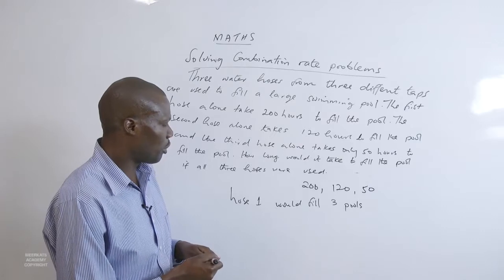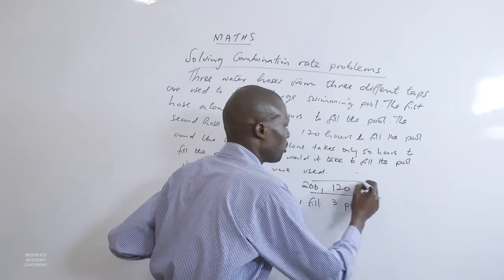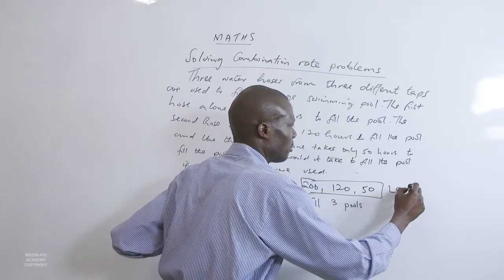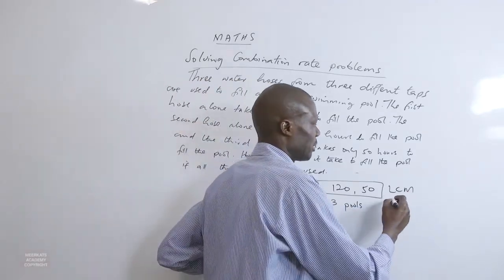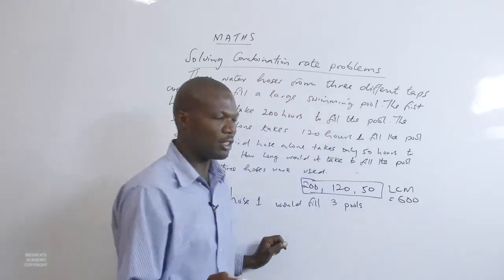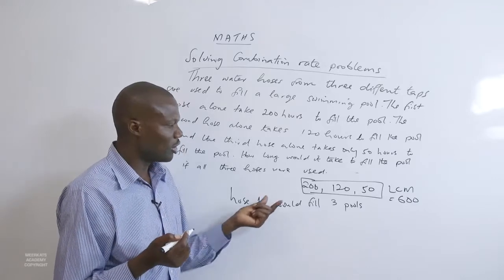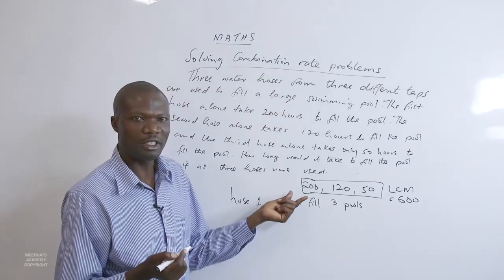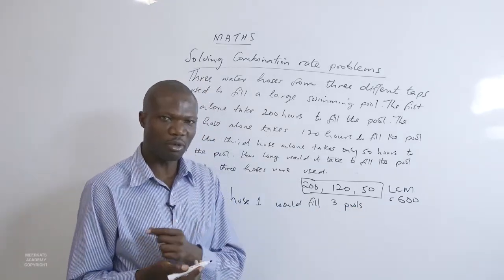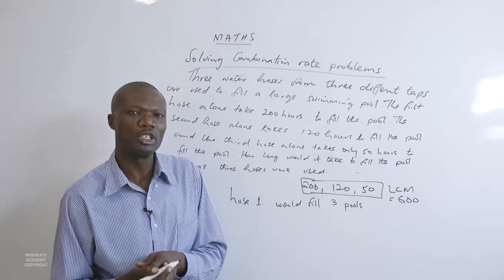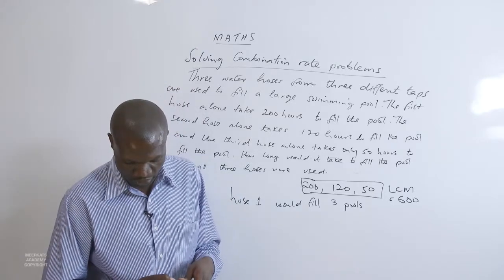Now, before we respond to this, you see that I was telling you about what I'm calling the LCM. That is the least common multiple of all this. If you are very keen, it is 600. And that's why now from the 600 we are looking at horse 1, which takes how many hours? 200 hours, isn't it? Now, if that is the case here, it would fill how many pools? 3 pools. Because the rate is 200 hours and the LCM is counting on 600 hours.